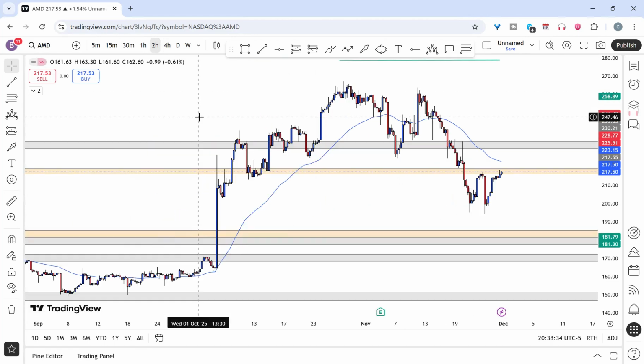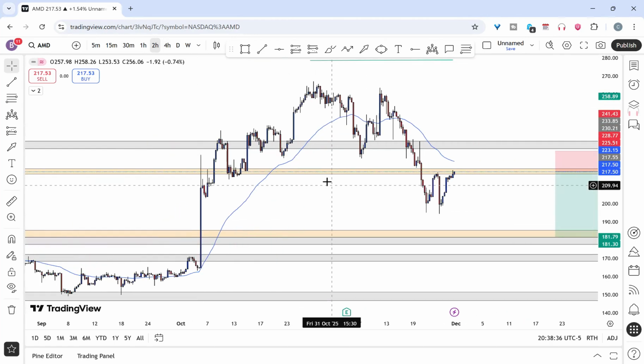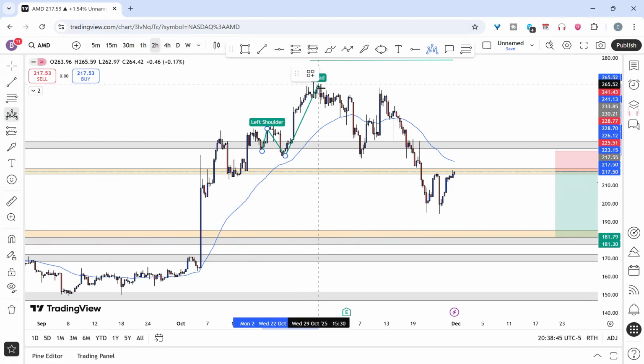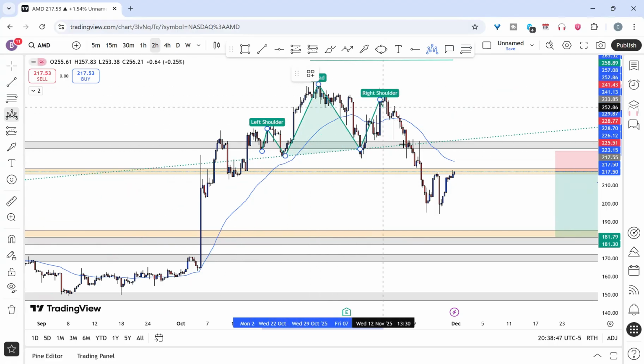And if we look at the 2-hour time frame, it's basically the same thing. And I can immediately see that we have a beautiful head and shoulders pattern, okay? And the neckline right here broke through. It did retest, which I can see from the candle wick.